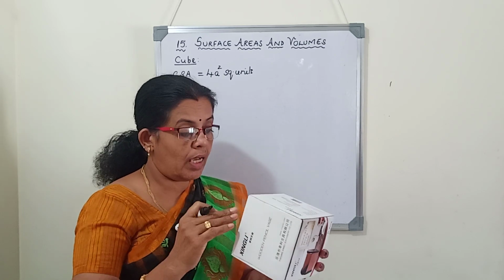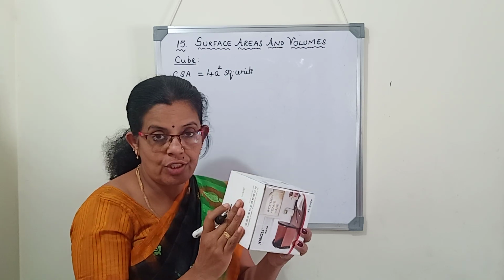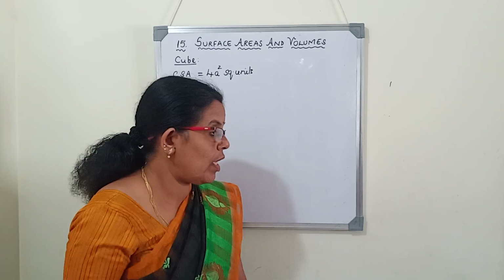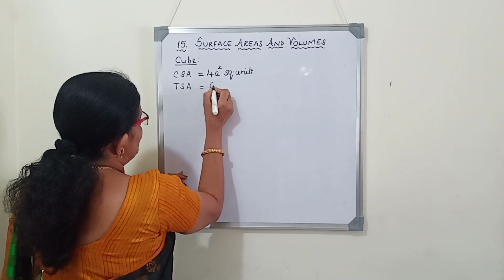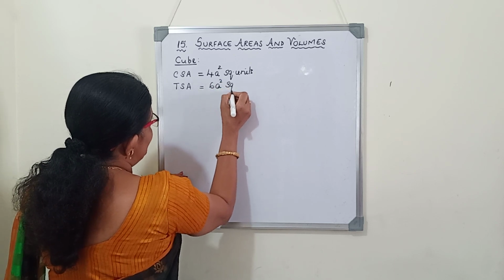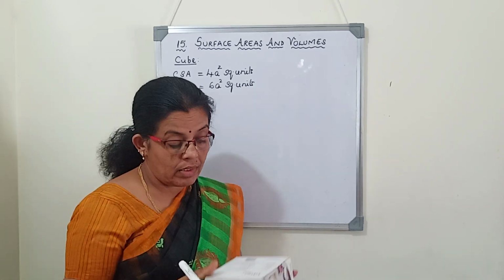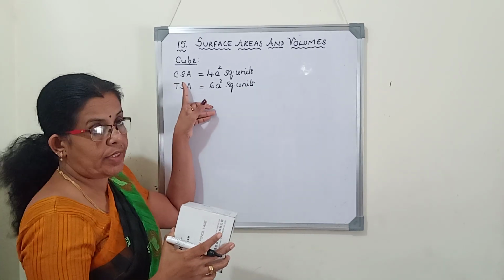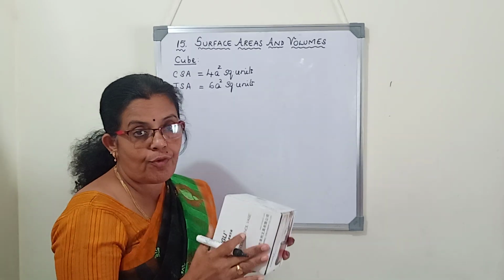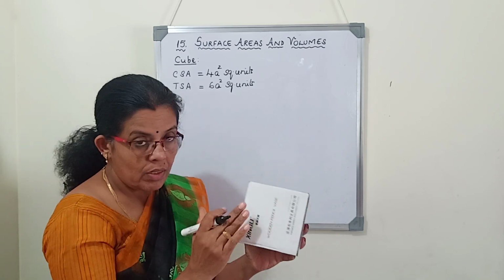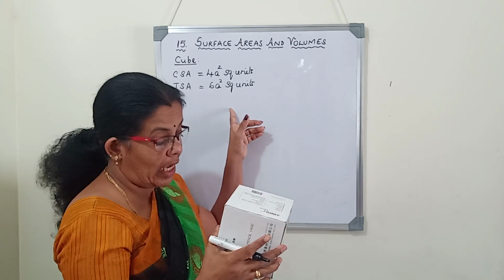Total surface area means the area of all the 6 surfaces. All the 6 surfaces are square in shape. So there are 6 surfaces, therefore total surface area is equal to 6a squared, in square units. So CSA or lateral surface area, CSA being the short form of curved surface area, of a cube is 4a squared, as we have 4 squares, and total surface area, there are 6 surfaces, so 6a squared.